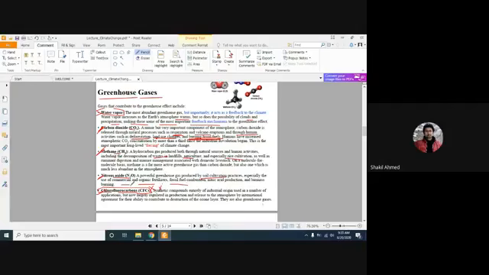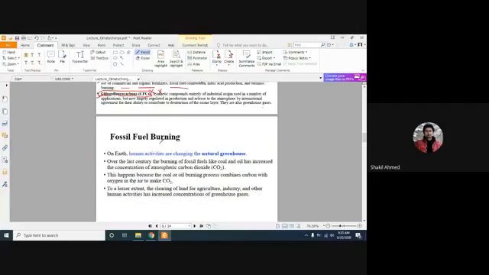CFC is banned. So fossil fuel burning, I already told you that over the last century, the burning of fossil fuels like coal and oil has increased the concentration of atmospheric carbon dioxide. This happens because coal or oil burning combines carbon with oxygen to make carbon dioxide.